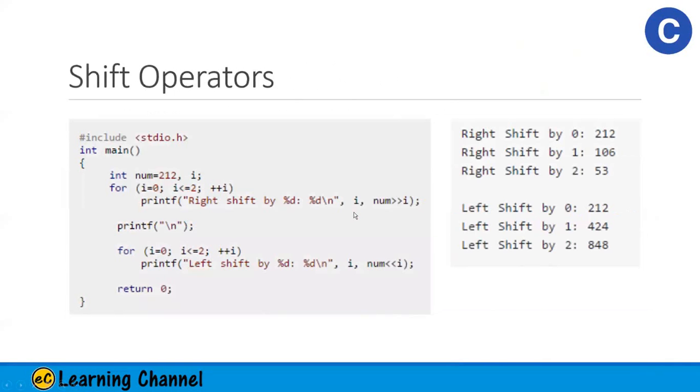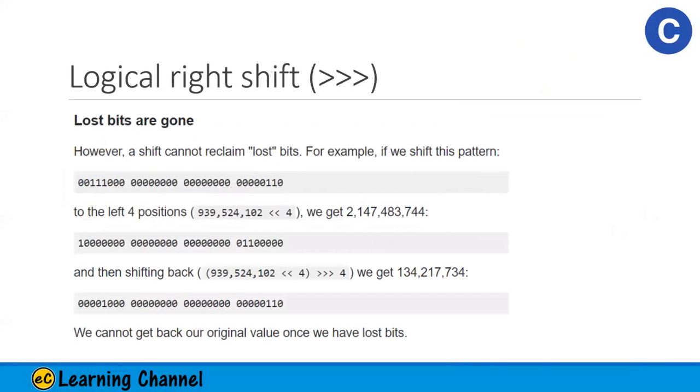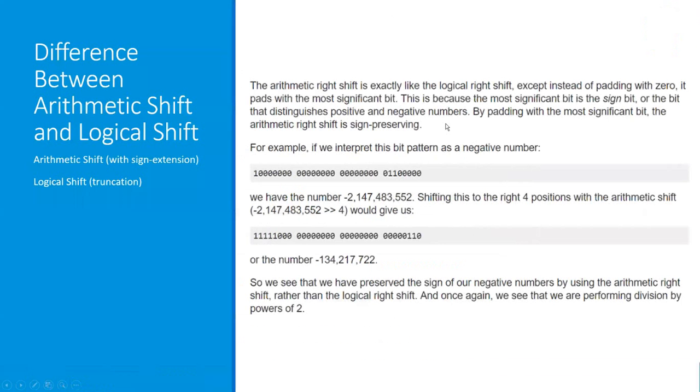Okay, and then the last one is called logical shift. It is defined differently. Logical shift is still shifting, but say when you shift 4 bits to the left, it becomes this, right? And when you shift back, you actually lose some bits. They become 0. It's not like division. The arithmetic shift is exactly like the logical shift, except that instead of padding zeros, it pads with the most significant bit.